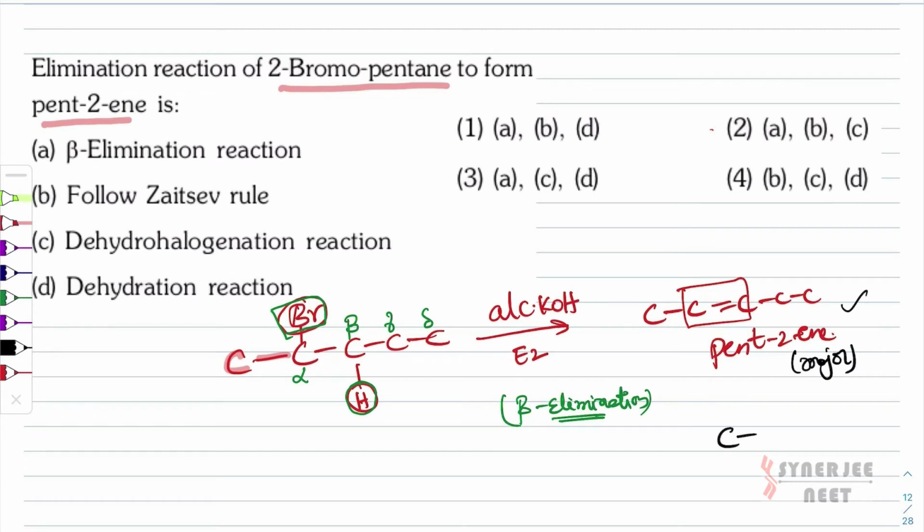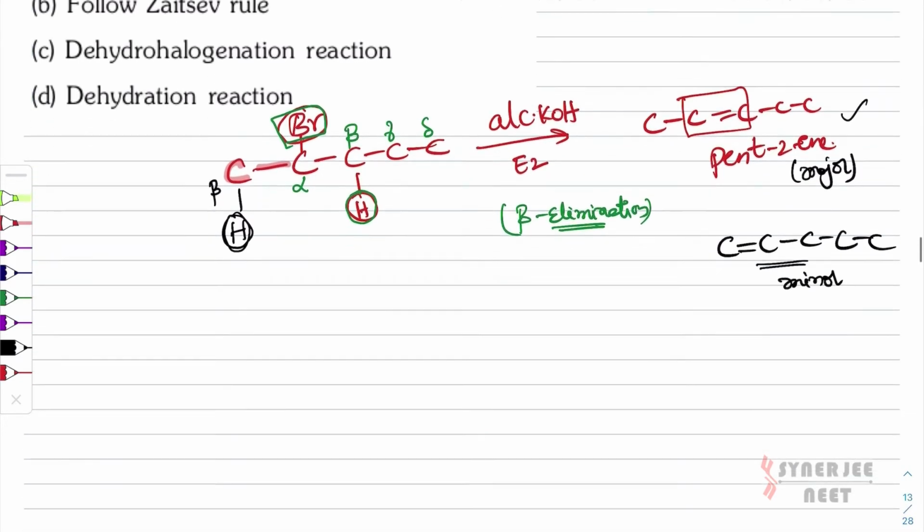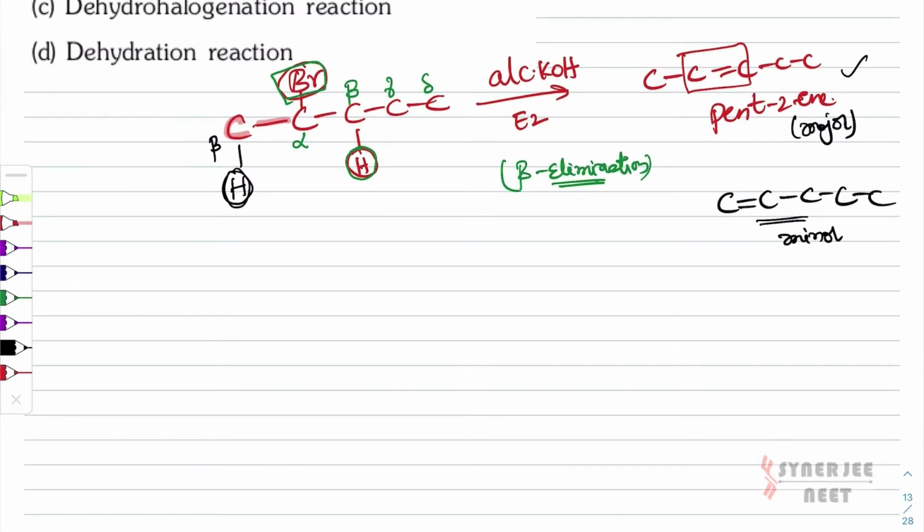The other one is this product. You can eliminate hydrogen from here also. This is also a beta carbon. So you can eliminate hydrogen here also to form this product, but this is a minor product. Why is this a minor product? Because there is a rule called Zaitsev rule, which is also called Zaitsev's rule.